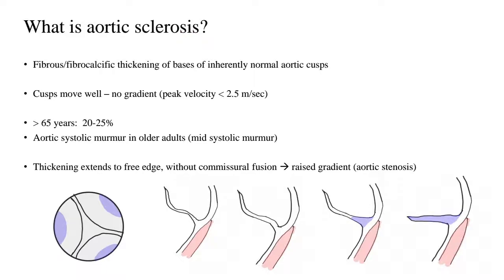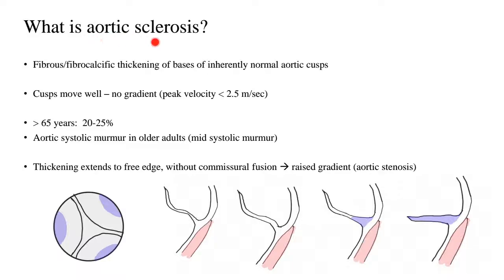So what happens in it? There is essentially fibrous or fibrocalcific thickening of the bases of inherently normal aortic cusps. These aortic cusps move well. There is no gradient across this aortic valve, which is to say that the peak velocity across the aortic valve, which is measured during an echocardiogram, is less than 2.5 meters per second. So if it is more than 2.5 meters per second, that is when pathological aortic stenosis is labeled as such.